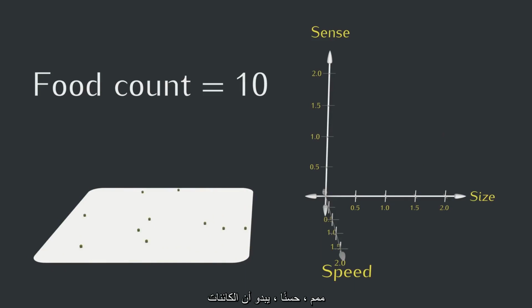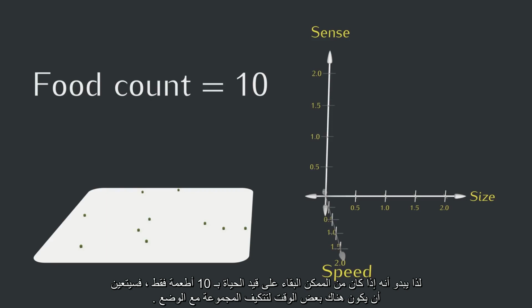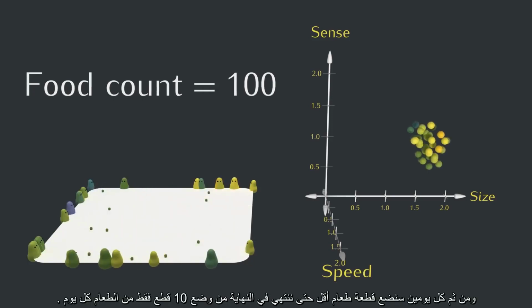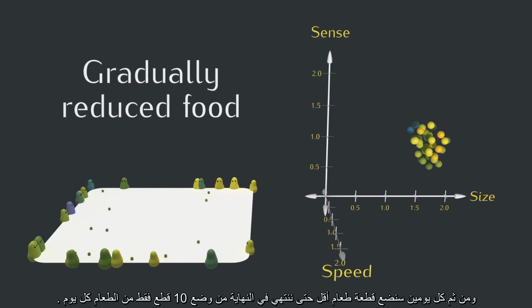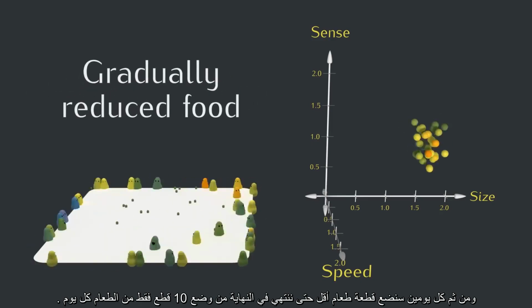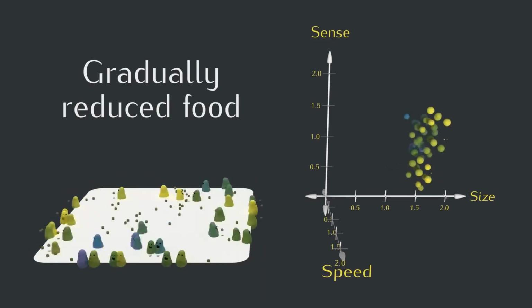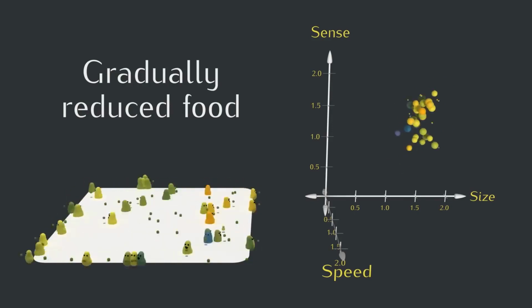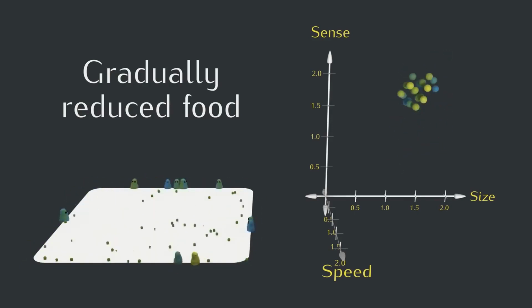Okay, well, apparently the creatures that thrived with 100 food just aren't able to cut it with only 10, even though there should be enough for, say, 5 to 10 creatures. So it looks like if it's going to be possible to survive with only 10 food, there's going to have to be some time for the population to adjust. So instead, let's do this. We'll rewind to before we reduce the food, and then every 2 days we'll put out 1 less piece of food until eventually we're only putting out 10 pieces of food each day. All right.